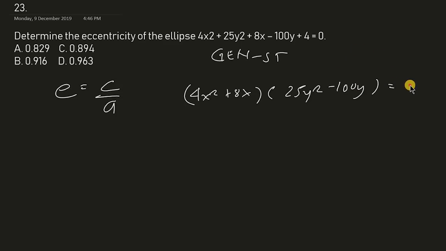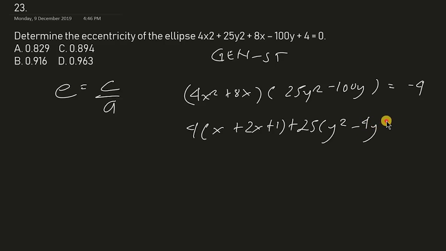Itong 4, transpose natin sa kabilang side ng equation, magiging negative 4. Ito, i-factor out ko para yung coefficient ng x tsaka y squared natin is equal to 1. So, that's 4x squared plus 2x. I-complete na natin yan. 2 divided by 2 is 1. 1 squared is 1 plus 25. Ilalabas ko po yung 25, guys. Yung matitira sa loob is y squared minus 4y. 4 divided by 2 is 2. 2 squared is 4. Is equal to negative 4. Now, kung ano yung in-add ko dito, dapat i-add ko rin sa kabila.